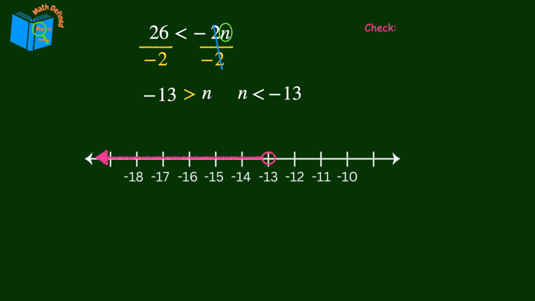Let's check it. We'll use negative 15 and substitute it back into the inequality. Negative 2 times negative 15 is positive 30. Is 26 less than 30? Yes, it is.